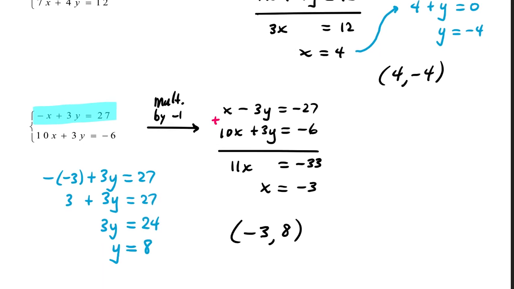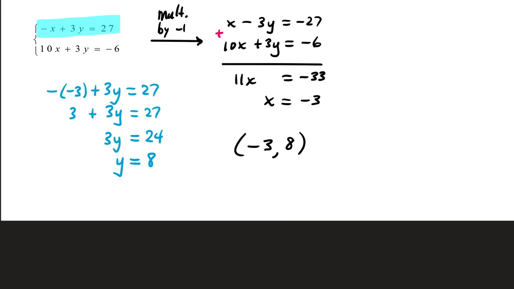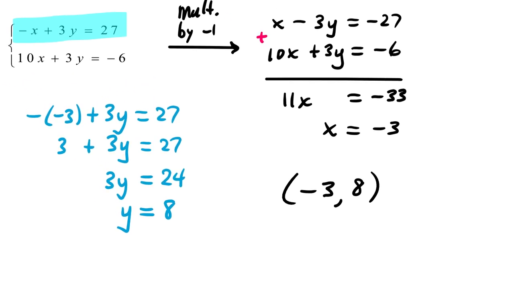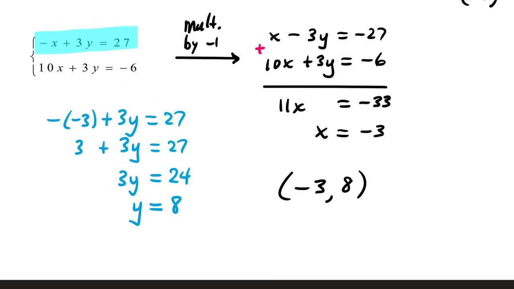In the last example, we're also going to force this one to have opposites. As it's written, if you directly add, these don't add up to 0. But I'm going to take this top equation and I'm going to multiply through by negative 1. So remember, multiply all terms by negative 1. You'll get a positive x, negative 3y, and a negative 27.